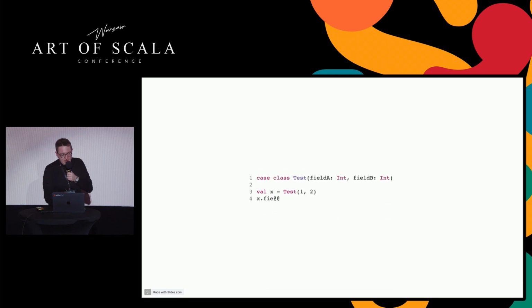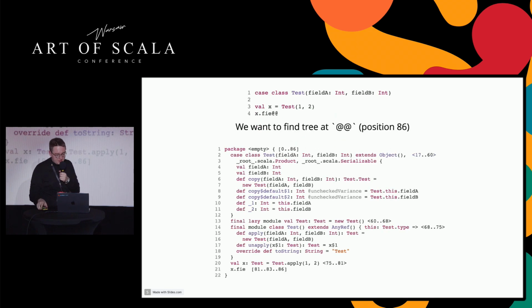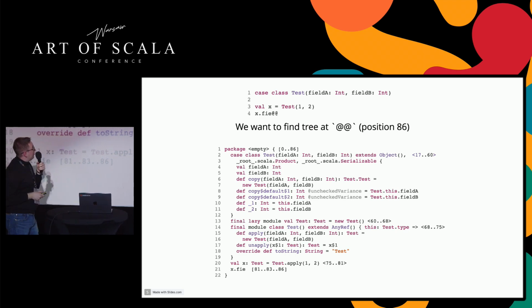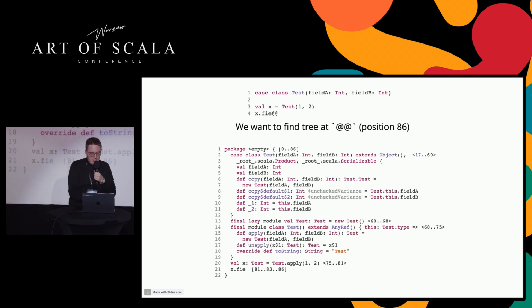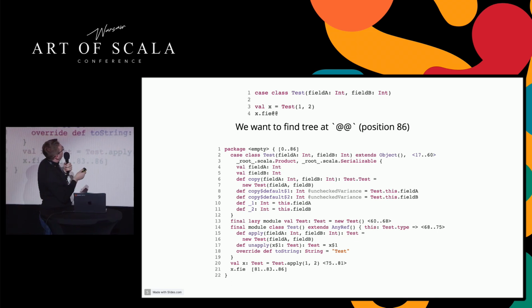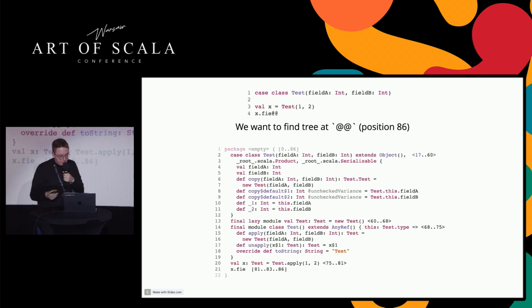So if we have this snippet and we want to find a path for this query, we want to find a tree at this position 86. In order to do this, we have to step over the tree, over the children of this tree, and collect the trees we enter. First, we go into this package, we check the position 86, and the package definition has the span of 0 to 86, so we can step into it since it contains the span we are looking for. Then we can go further.